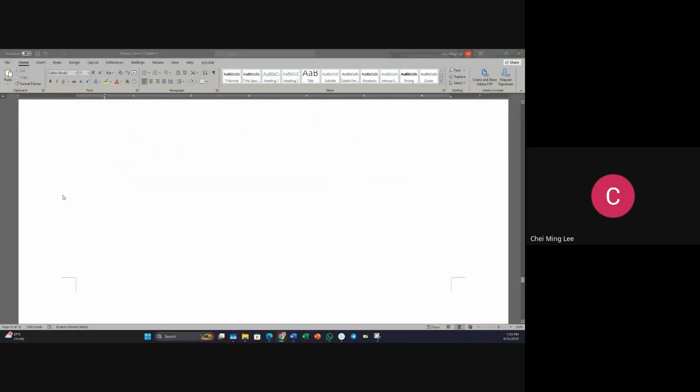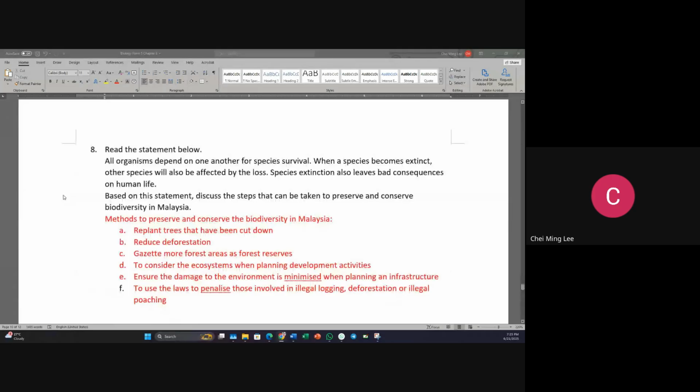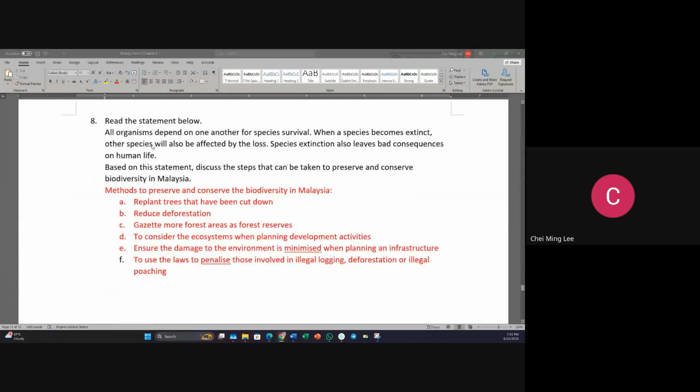Okay, so next. Read this statement. All organisms depend on one another for their species' survival. So when a species becomes extinct, other species will also be affected by the loss. So species extinction will have consequences on human life. Based on the statement, discuss the steps that can be taken to preserve and conserve biodiversity in Malaysia.